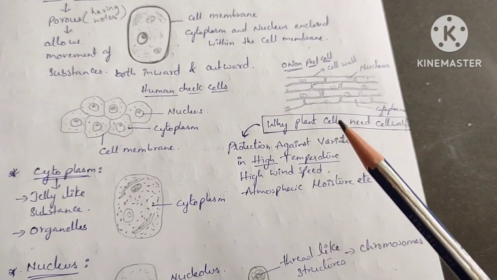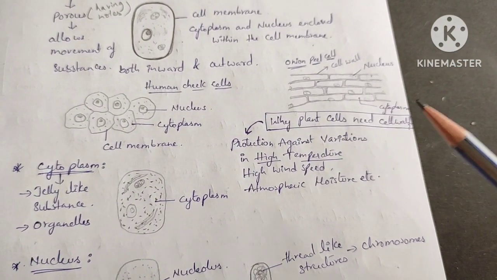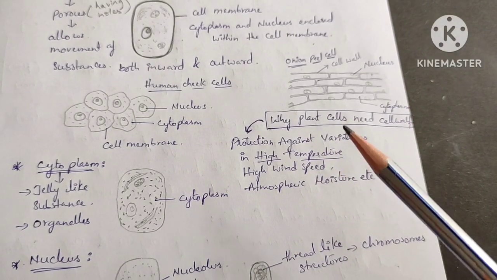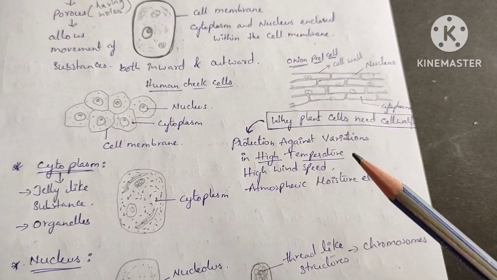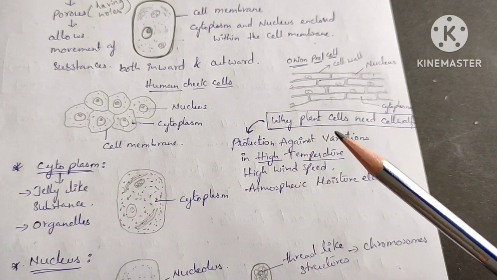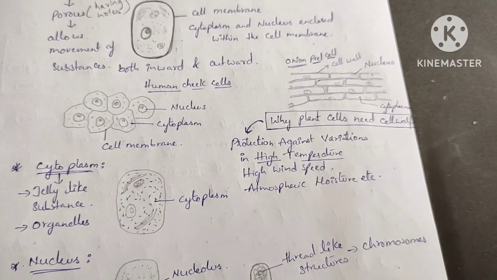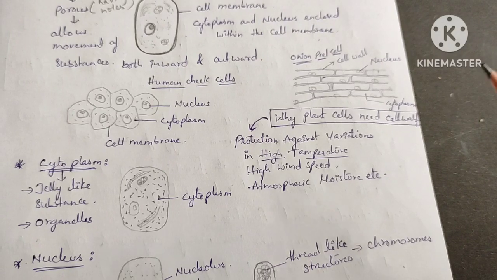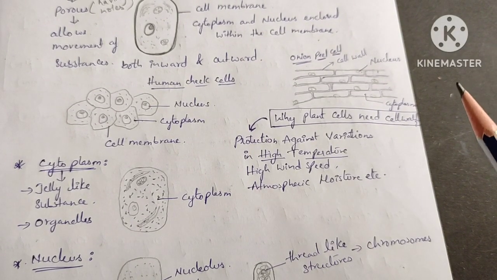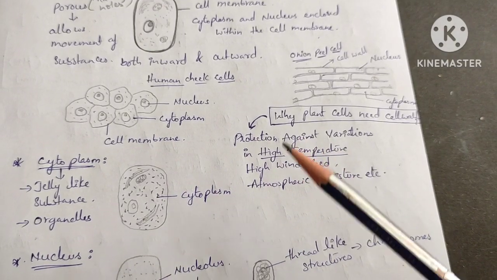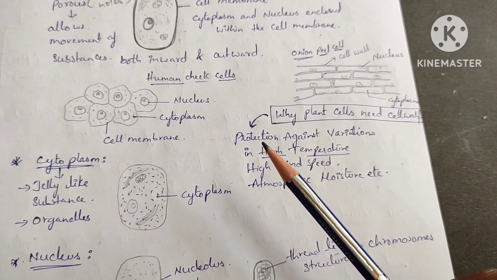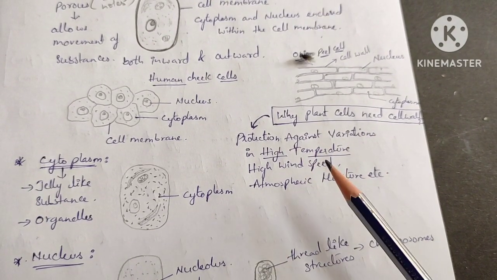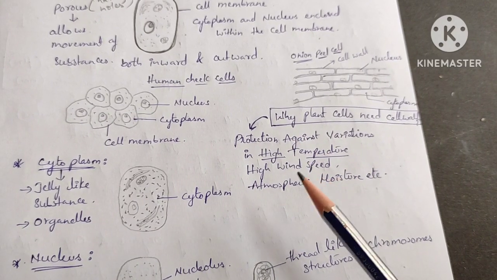So why do plants need a cell wall? You may get this doubt, because the cell membrane is already there, which is enough to give protection. But why do plants have this extra layer? Because animals can move from one place to another, but plants cannot. They are called stationary organisms. So they need extra protection. This cell wall gives protection against variations in high temperature, high wind speed and atmospheric moisture.